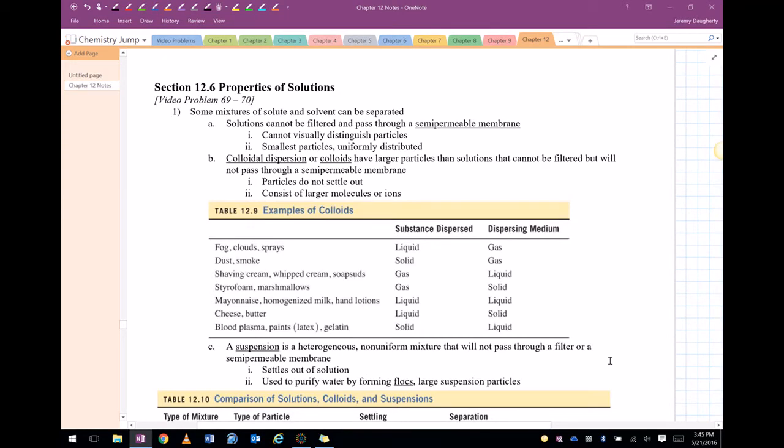Section 12.6, properties of solutions. After this, go and check out video problems 69 and 70. So now we're going to talk about mixtures of a solute and solvent that can possibly be separated.